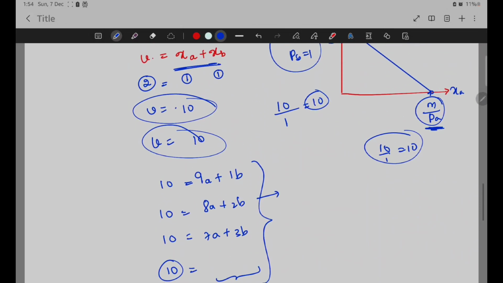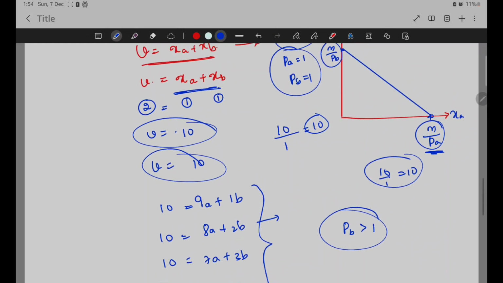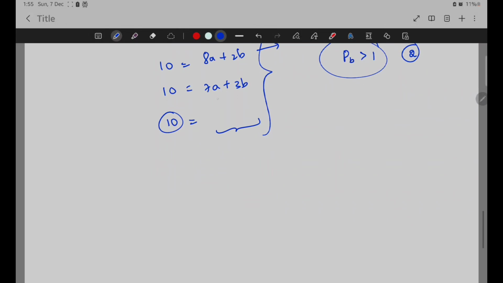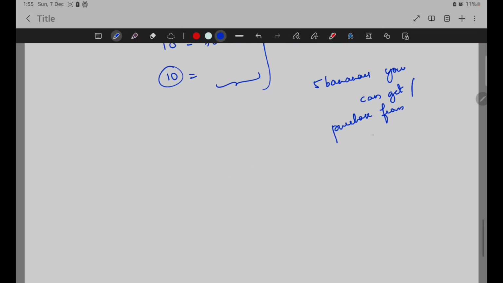So suppose what happens if the price of banana increases more than 1. I will take the price of banana as 2 rupees. So what you will get? 10 divided by 2, you will get 5. So here, what is this 5? 5 is the maximum bananas you can get or purchase from the given budget.